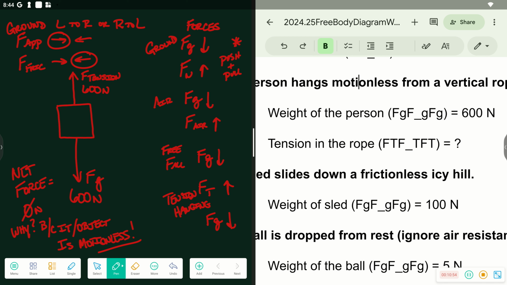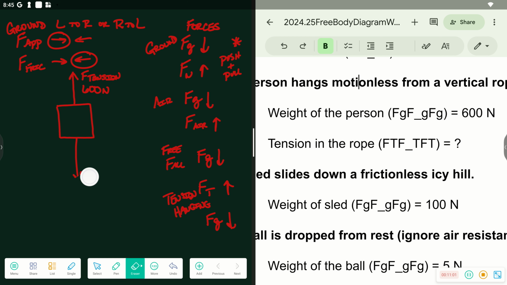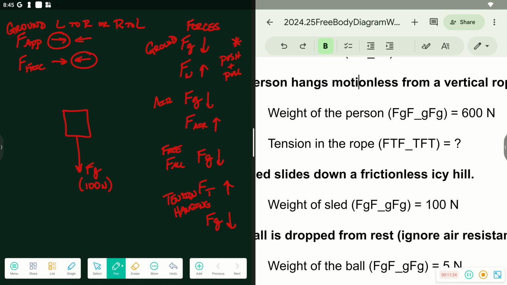All right, now the next one is gonna kind of blow your mind a little bit because it's completely opposite of what we just did. All right. So we're talking about the sled going down a frictionless hill. Okay. So you have your sled. The force of gravity is 100 newtons. Your force normal is also 100 newtons.